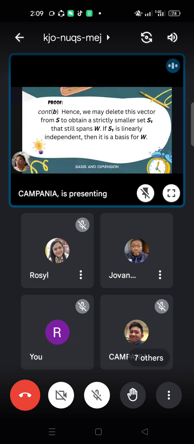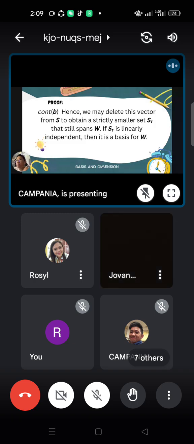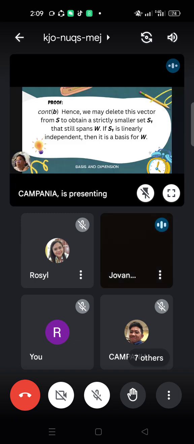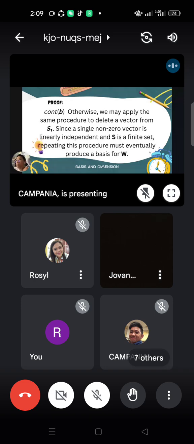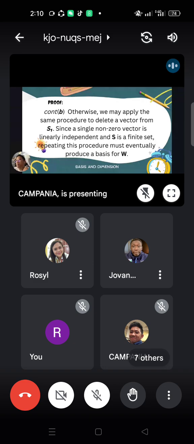That is, some subset of S is a basis for W. Now, otherwise, we may apply the same procedure to delete again a vector from S1, since a single non-zero vector is linearly independent and S is a finite set. So repeating this procedure must eventually produce a basis for W. That means one of the subsets of S will be the basis for W, or some, not just one.